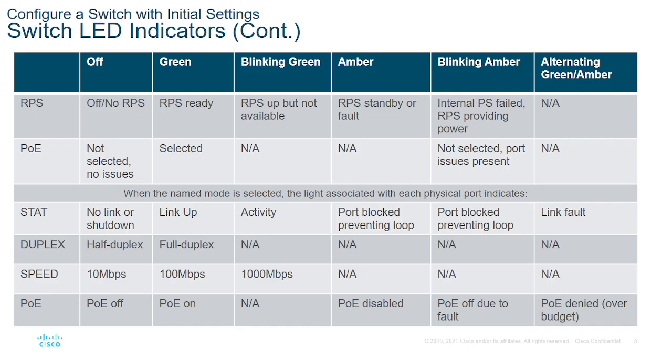Then we get the PoE LED. If it is off, it means that there is no power over Ethernet. If it is green, there is power over Ethernet. If it is amber, it means that PoE has been disabled. If it is blinking amber, PoE is off due to a fault on the port. And if it's alternating between green and amber, PoE has been denied due to over budget. What is over budget? Over budget is a situation whereby you put there a device that requires more power than what the port can provide.